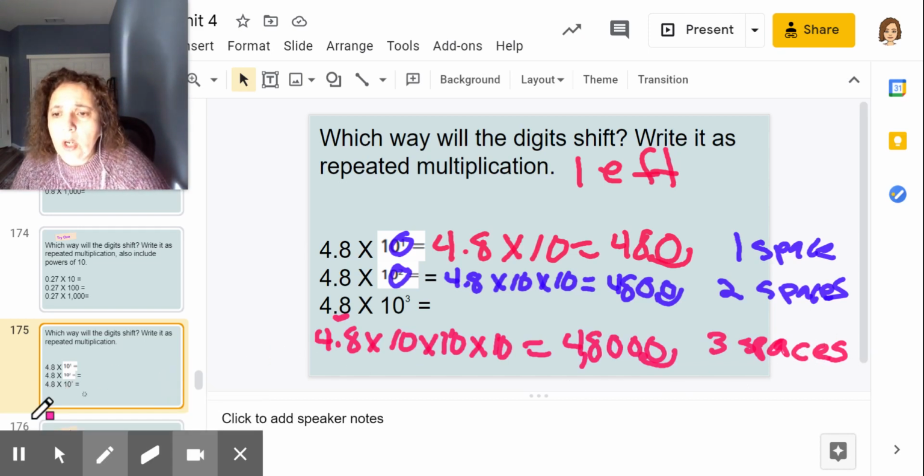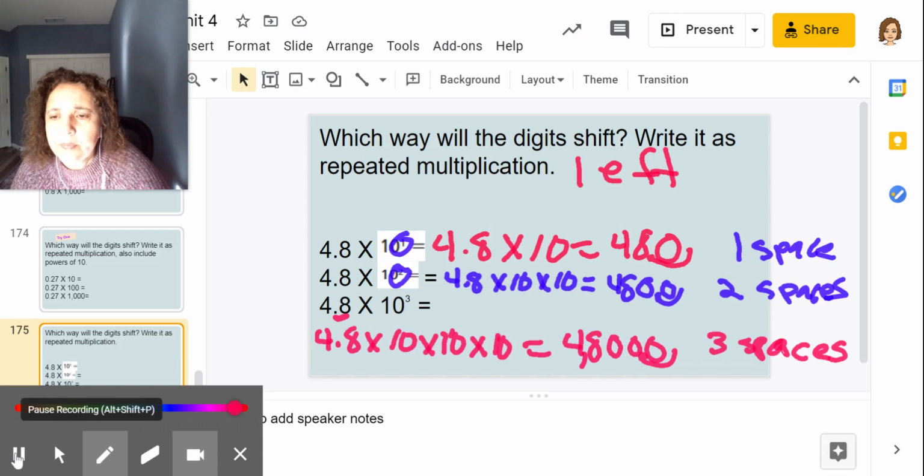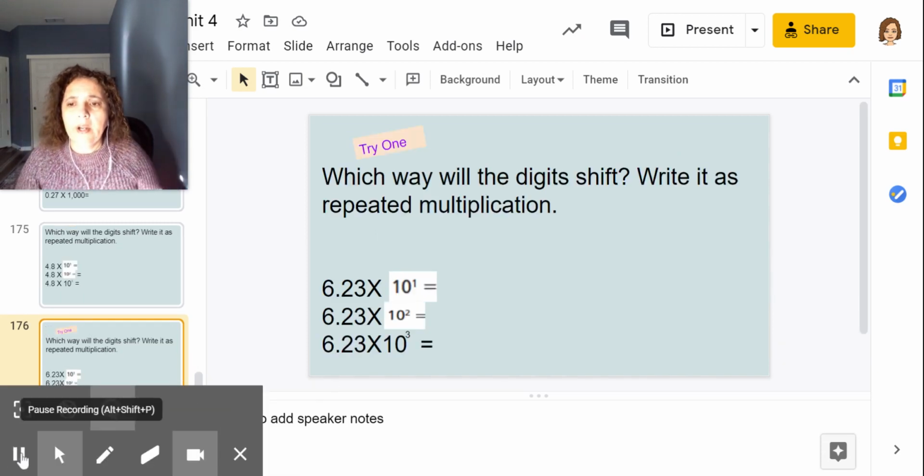All right, so you ready to try one? Okay, so you try this one. Which way will the digits shift? And write it as repeated multiplication. And go ahead and write down the answer too. It's good practice, okay? So go ahead and do that and then come back to me, see what you get.